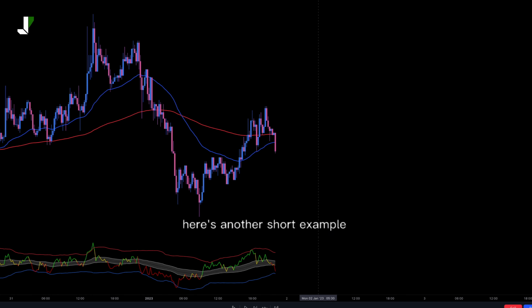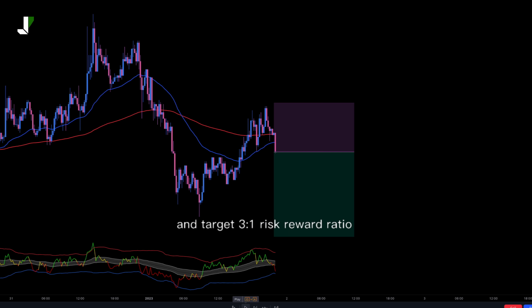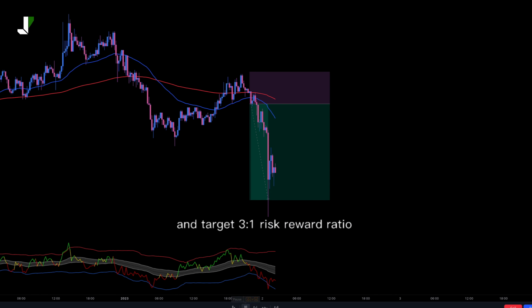Here's another short example. The 50 EMA crossing down through the 200 EMA. Price pulls back and here the candle closes below the 50 EMA. While it's still below the 200, the RSI has not crossed the top Bollinger Band. It crosses and closes below the dispersion band. Here's our entry candle. Stop loss above the recent high and target 3-to-1 risk-reward ratio.